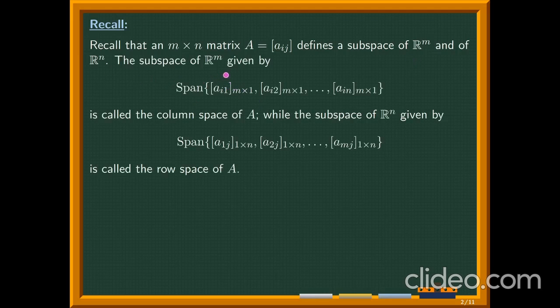The subspace of R^m spanned by the columns of matrix A is called the column space of the matrix, while the subspace of R^n, which is spanned by the rows of the matrix, is called the row space.